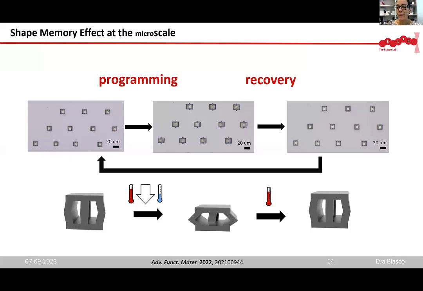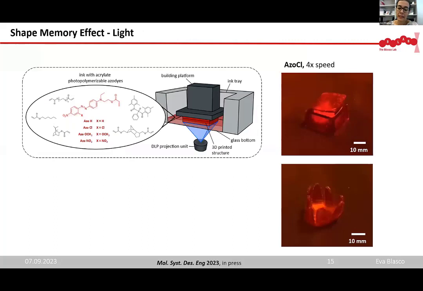So again, a nice result, but we were still not completely satisfied about this, because when you use temperature, you have a global recovery. And the idea here, I think you already realized that we're a big fan of light. Can we also have spatial control in the shape memory? And this is what we have done in the next work.